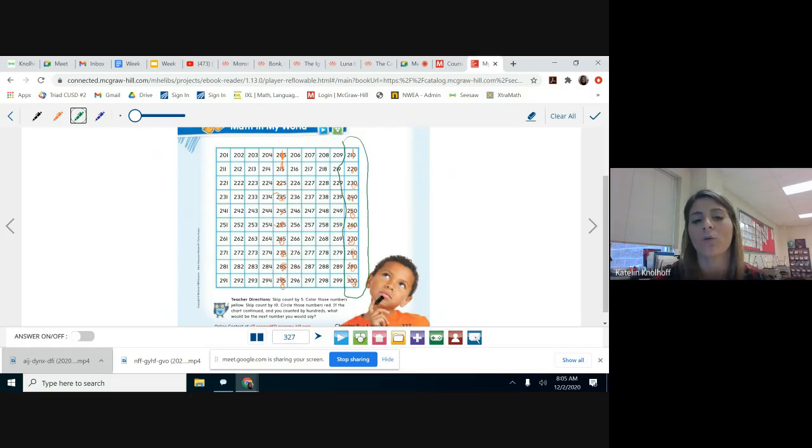Now, the last thing they want to know is if we were skip counting by hundreds, what number would come next? So we're at 300. What number would come next? So if we had to do 100, 200, 300, yes, 400 would be our very next number if we were counting by hundreds.